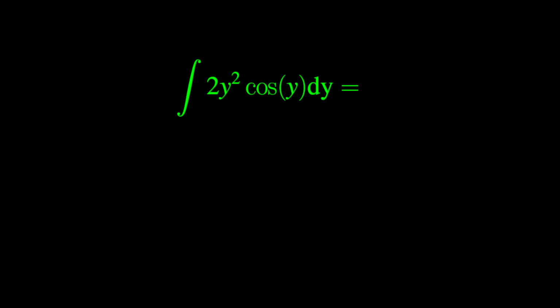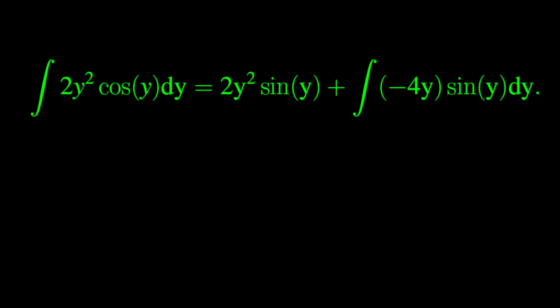Lastly, the integral of 2y squared times cosine of y dy is equal to 2y squared times sine of y, plus the integral of minus 4y times sine of y dy. Consequently, we still have to integrate minus 4y times sine of y, using integration by parts.